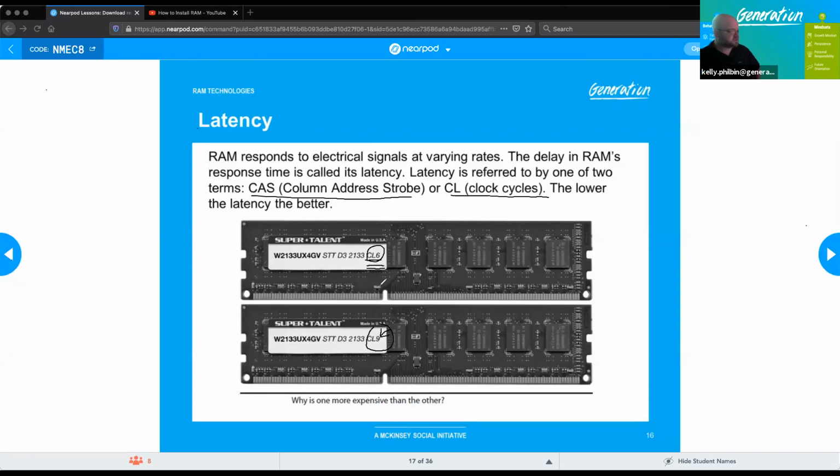And you'll see them get lows like CL3, CL2. Understand that the lower that number gets, the more expensive that RAM chip is going to get too, because you're paying for that lower latency and reaction time. So basically, this is what they mean by latency. It's the reaction time, lower the number, the better.